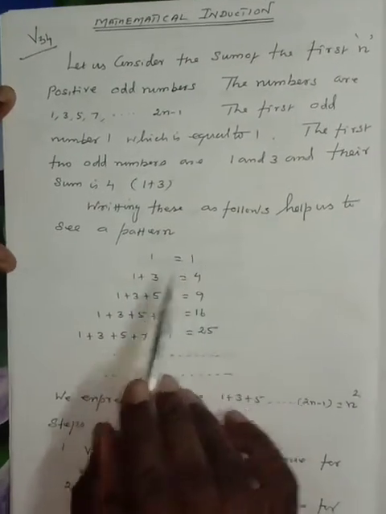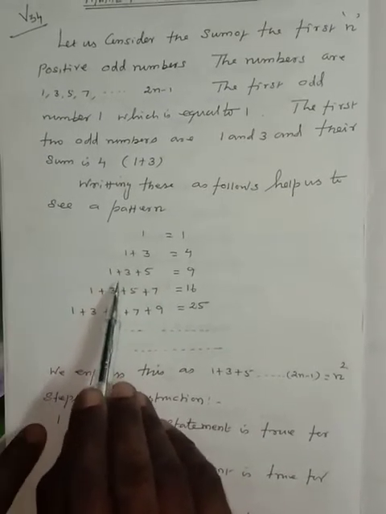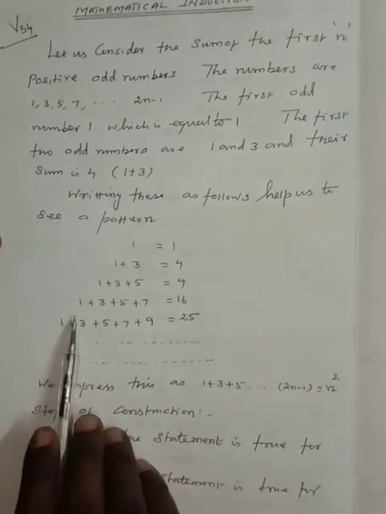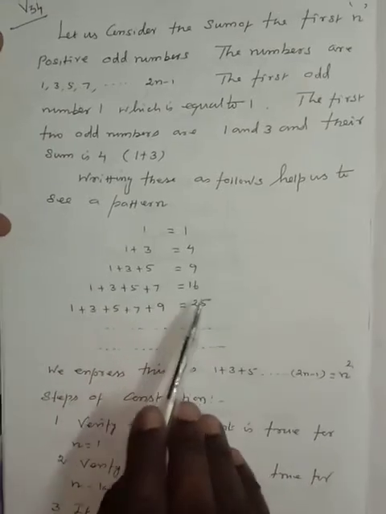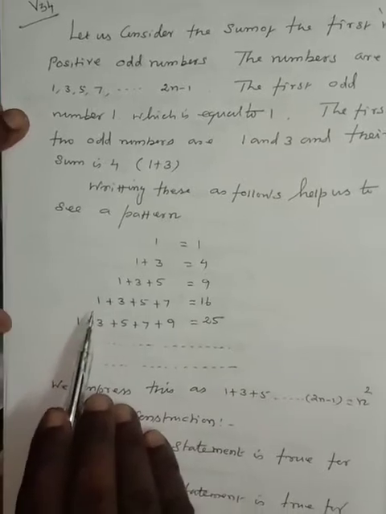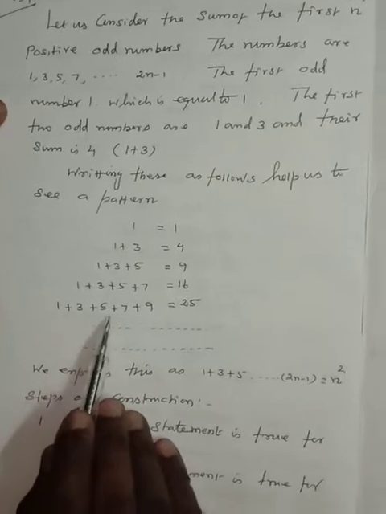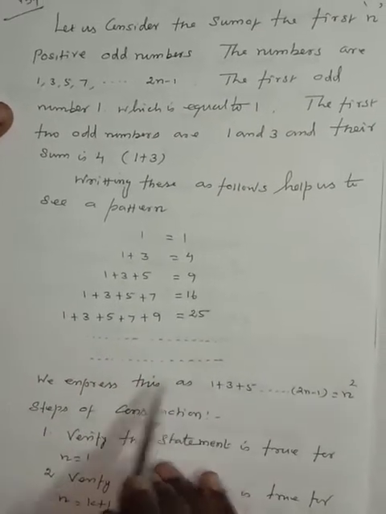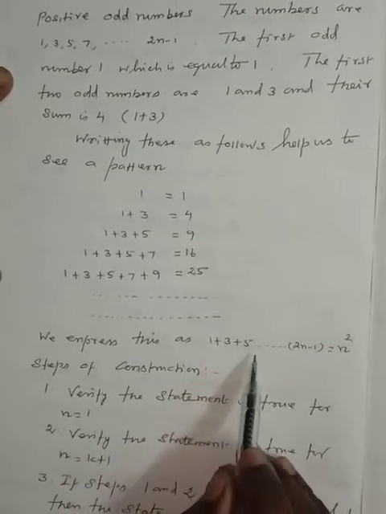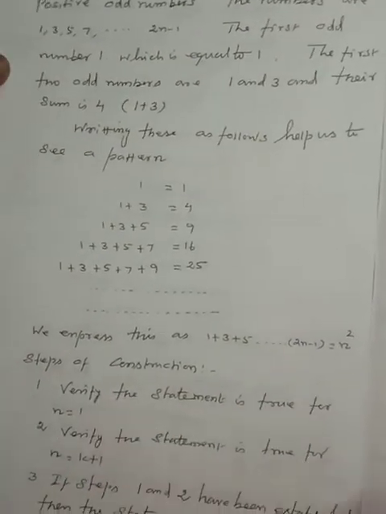1 is equal to 1. Next, 1 plus 3 is 4. Next, 1 plus 3 plus 5 is equal to 9. Then 1 plus 3 plus 5 plus 7 is equal to 16. 1 plus 3 plus 5 plus 7 plus 9 is equal to 25 and so on. We express this as 1 plus 3 plus 5 and so on to 2n minus 1 is equal to n squared.